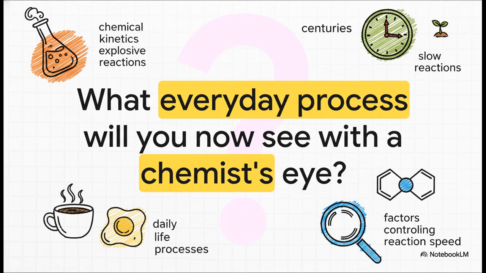And that's it. That's the grand tour of chemical kinetics. We've covered the language, the math, and the big ideas that explain why some reactions are over in a flash and others take centuries. So the last thing I want to leave you with is a question. Now that you know what pulls the levers on reaction speed, what everyday process, from cooking dinner to watching something rust, are you going to see in a whole new light?